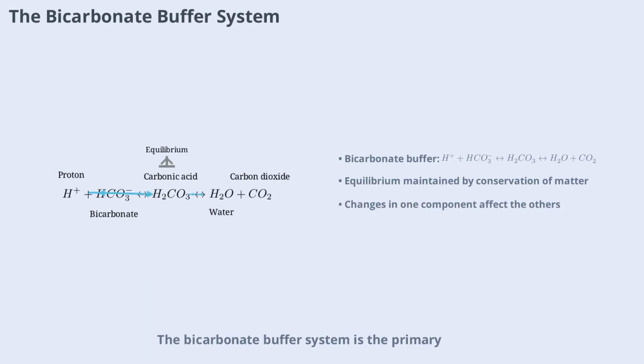The bicarbonate buffer system is the primary mechanism the body uses to maintain acid-base balance. The chemical equation H+ + HCO3- ⇌ H2CO3 ⇌ H2O + CO2 illustrates how hydrogen ions, bicarbonate, carbonic acid, water, and carbon dioxide interact. This system is governed by the law of conservation of matter, meaning that changes in one component will affect the others to maintain equilibrium. This principle is foundational for interpreting ABG results.